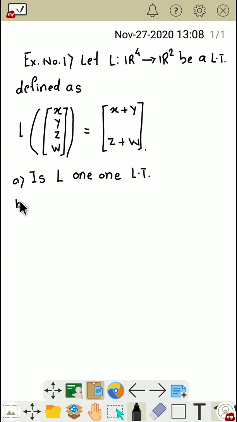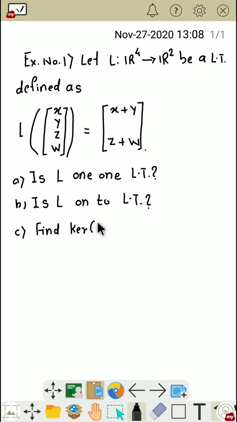Second, is L an onto linear transformation? So there must be a question mark. And C, we find the kernel of the linear transformation and the image of the linear transformation L.